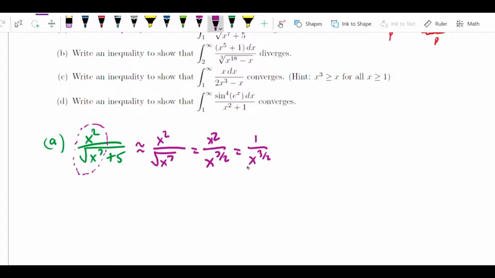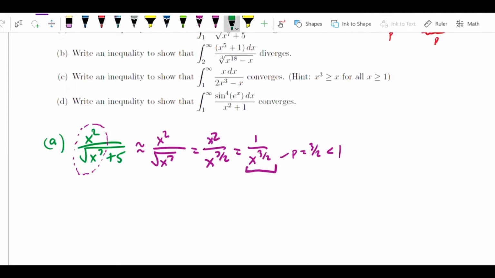The point is, this is the intuition as to why this is going to be the correct p integral to compare with. I now have to actually show that the integrand is less than this p integral, which, by the way, we can see is a convergent p integral because p is equal to 3 halves, which is greater than 1. Or sorry, greater than 1 is the criterion for convergence.